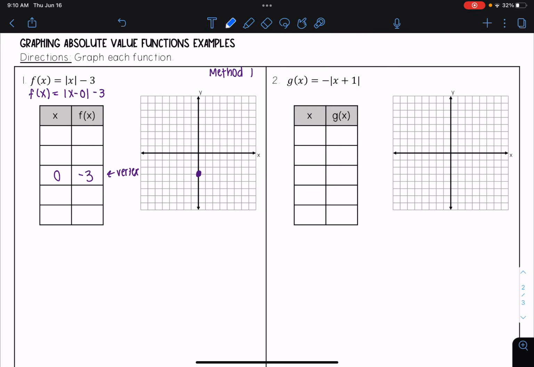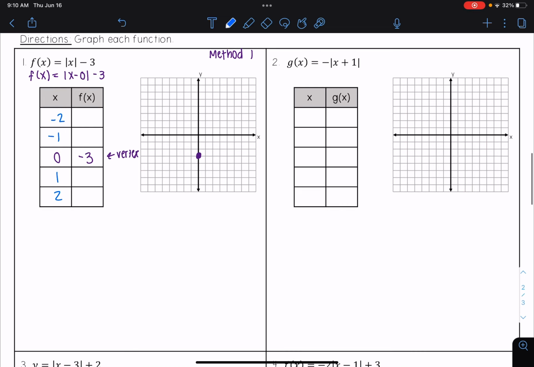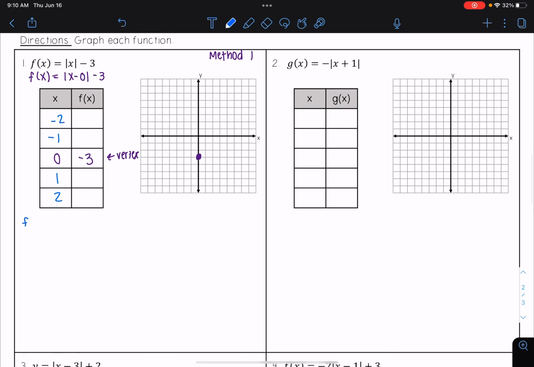Now I need to fill in the other points around it. So I'm going to choose 2 points below 0 and then above 0. So negative 1 and negative 2, 1 and 2. So I'm going to assign those for my x. To find the value of f of x at those points, I just need to plug in those values of x into my function. So I'm going to first start with negative 2.